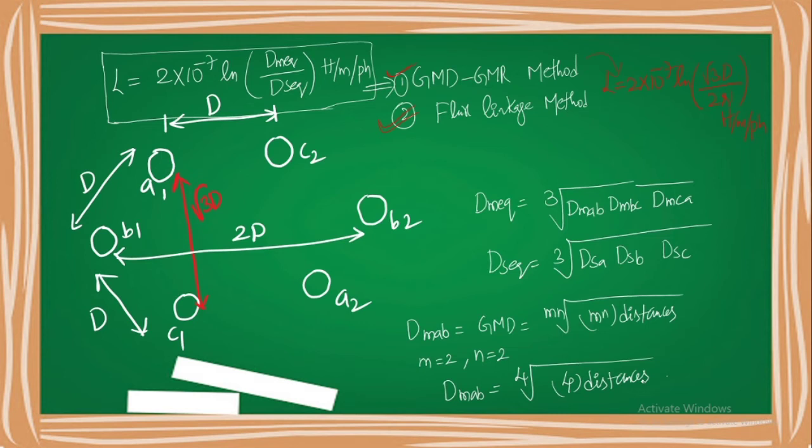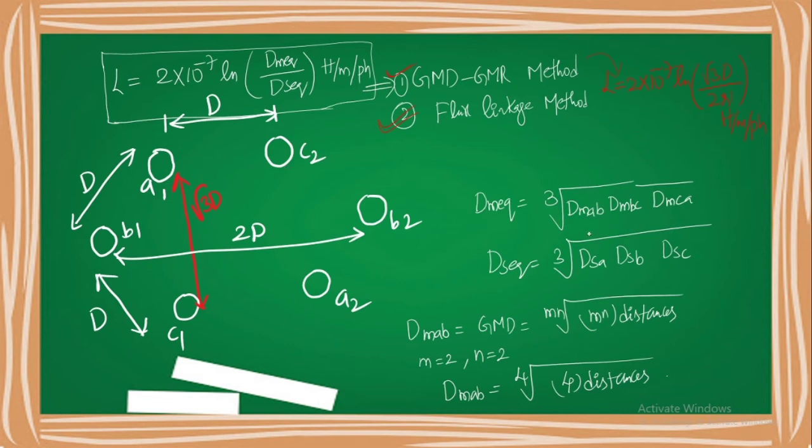Similarly, how can you find the geometric mean distance between B and C? B has how many conductors? B1 and B2. C has how many conductors? C1 and C2. So B has 2, so m is equal to 2, and C also has 2, so n is equal to 2. So 2 into 2, 4. So for each and every GMD, it is Dm AB, Dm BC, Dm CA.